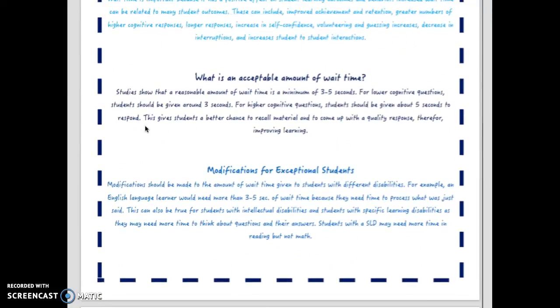So what would an acceptable amount of wait time be? Studies show that a reasonable amount of wait time would be a minimum of 3 to 5 seconds. For lower cognitive questions, students would be given around 3 seconds, and for higher cognitive questions, which take a little bit more time to process and think about your answers, students should be given around 5 seconds to respond. This gives students a better chance to recall material and to come up with a quality response. Therefore it improves their learning because they have more time to think about what they want to say. They can think about the question more in depth, and so they're improving learning by doing that.